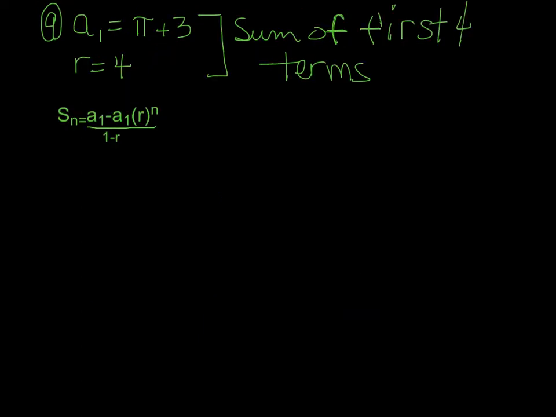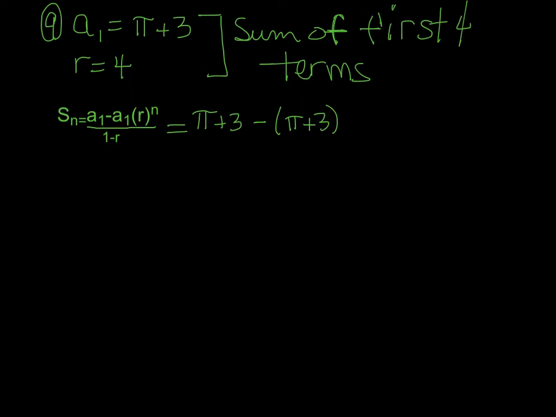So I wrote down the sum formula because they want the sum of the first 4 terms, giving you a sub 1 and giving you the r. So what we're going to do is start by putting in the a sub 1, which is pi plus 3. So we're going to write pi plus 3. Now it says minus. I'm going to open up a set of parentheses because I have a binomial and there's a minus sign there, so we're just going to leave that.